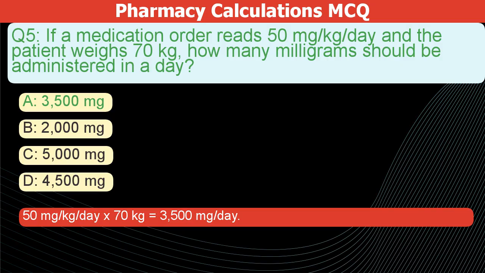The correct answer is A. 50 milligrams times 70 kilograms equals 3,500 milligrams.